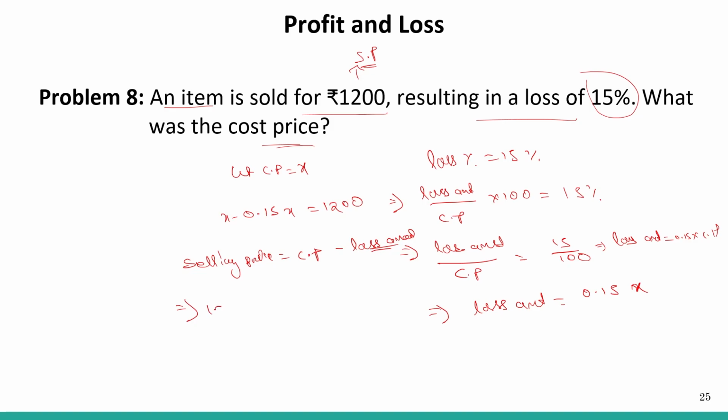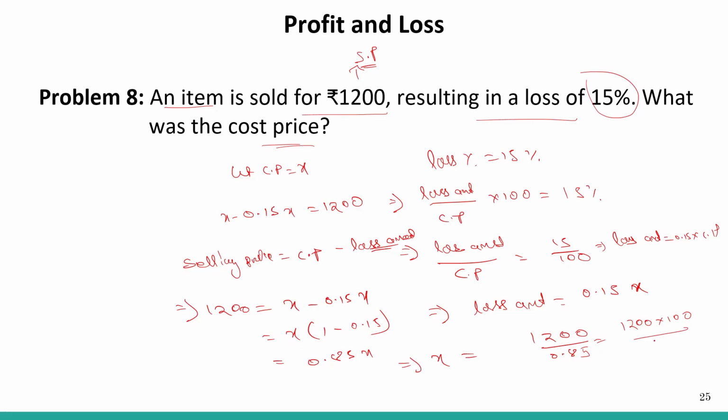So this implies that 1200 is equal to X minus 0.15x. So this is equal to X into (1 minus 0.15), which is equal to 0.85x. This implies that X is equal to 1200 divided by 0.85. So this is equal to 1200 into 100 whole by 85. Okay. So let's see.